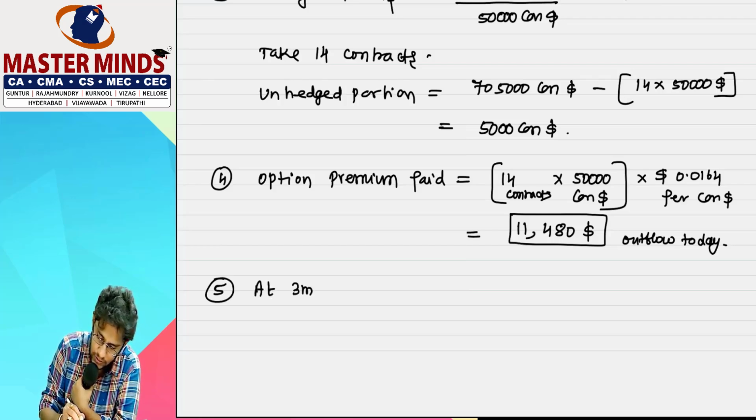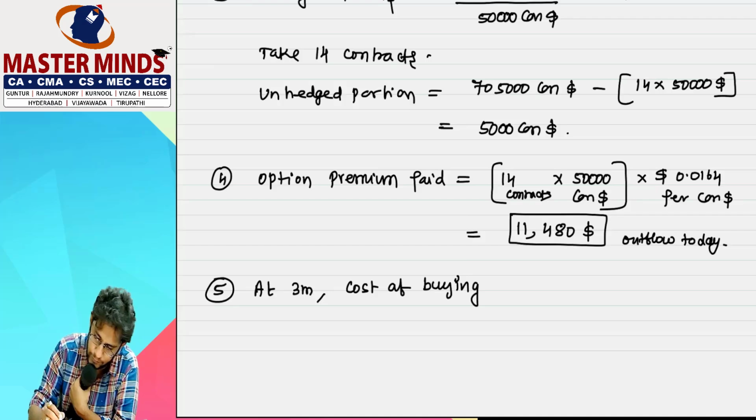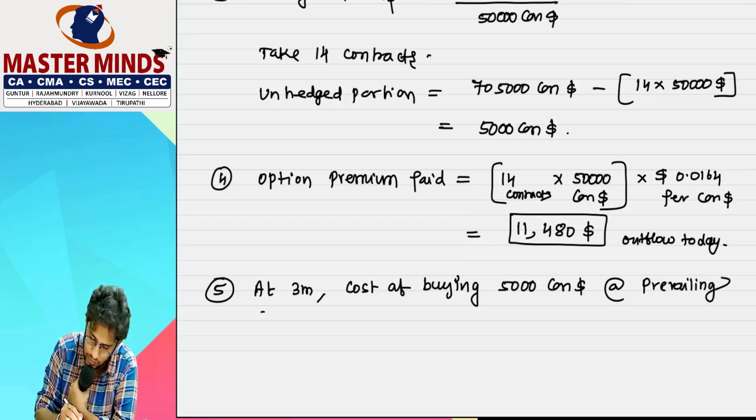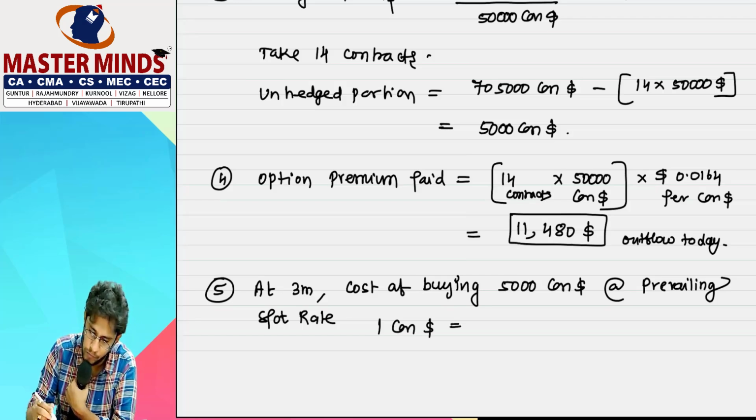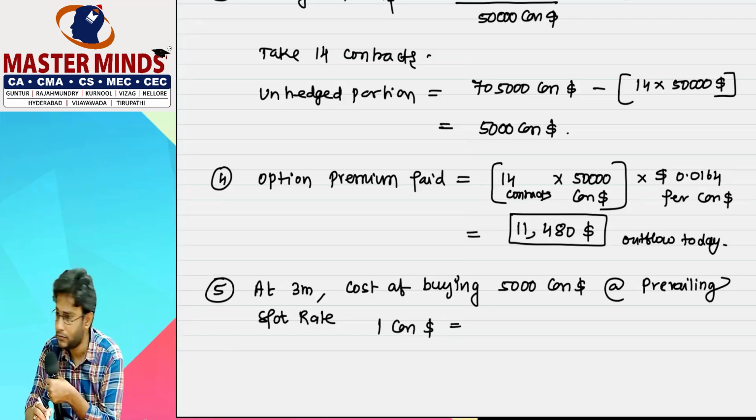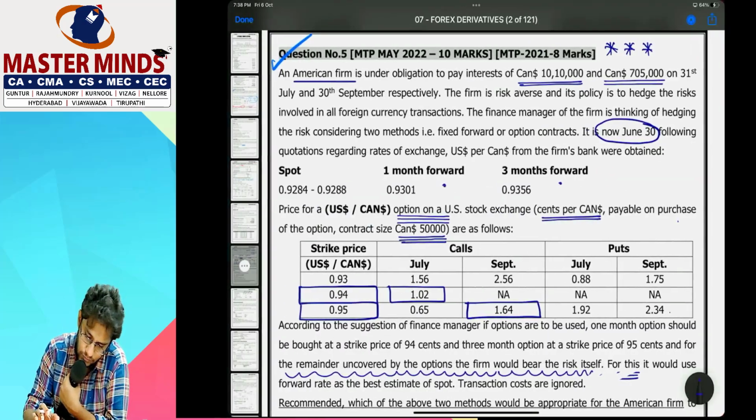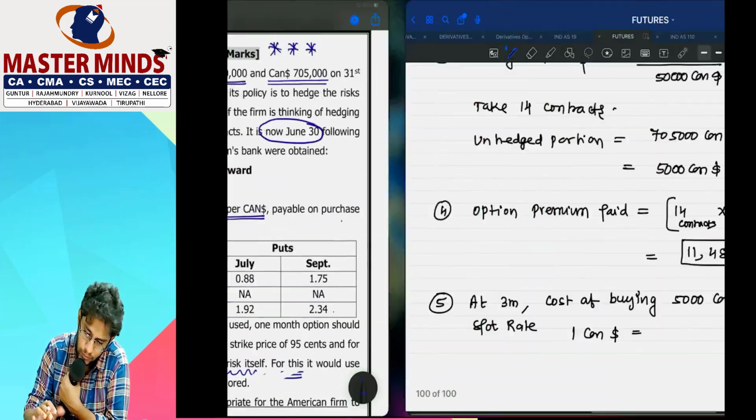At 3 months time, cost of buying 5,000 CAN dollars at a prevailing spot rate. One CAN dollar is equal to 0.9356.